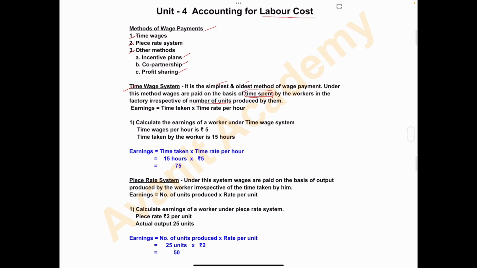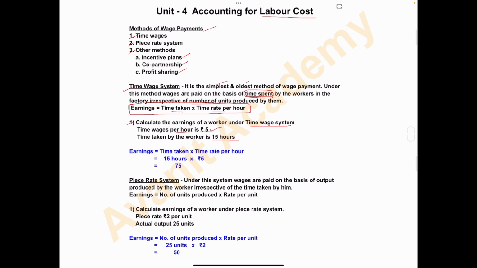Here is the formula to calculate the earnings of workers under time wage system. Earnings is equal to time taken into time rate per hour. Let's see one example. Calculate the earnings of a worker under time wage system. Time wages per hour rupees 5. Per hour the remuneration is rupees 5. Time taken by the worker is 15 hours. The worker has worked for 15 hours and for 1 hour the wage rate is rupees 5.